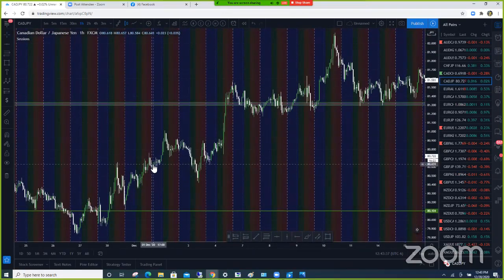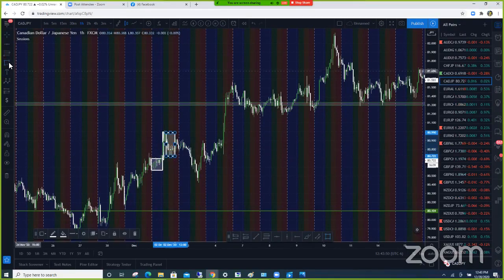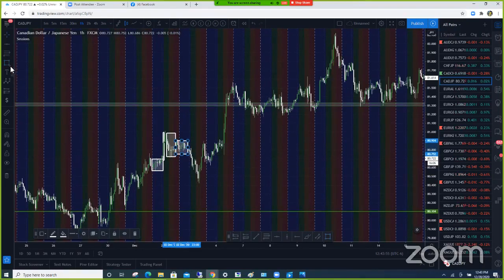Start here, December 1st. So Asian consolidation, London breaks out of range, New York reverses. Asian consolidation. It just keeps repeating itself. I'm picking pairs at random. London breakout. This is like the sauce right here.